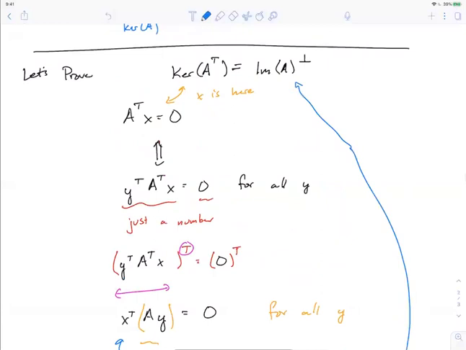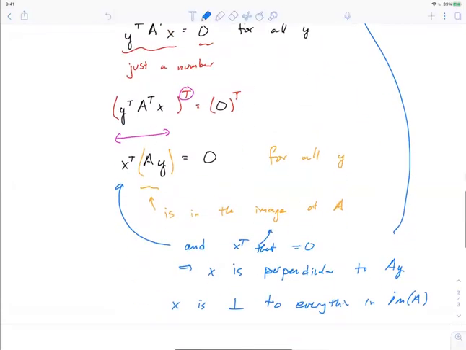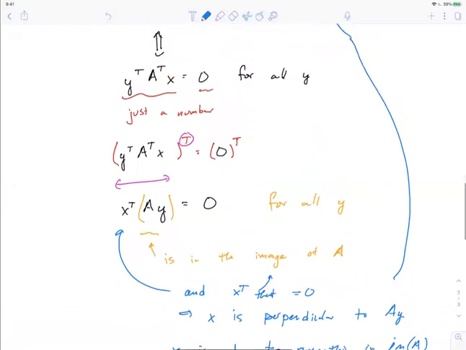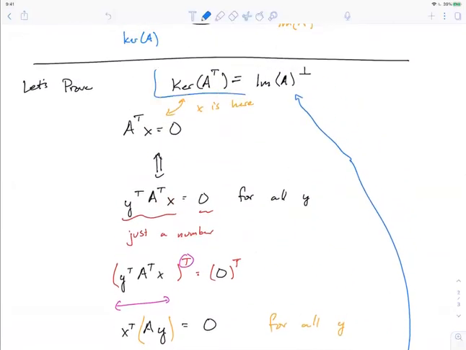So these are just kind of connecting a lot of the dots, and all of these steps go backwards as well. So if you start with the image, you can go back to the kernel. This is just a key fact that we're going to leverage later, but the kernel and the image are related when it comes to transposes.